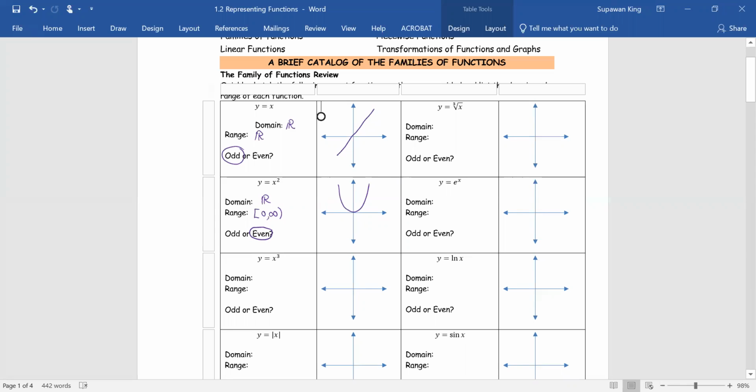Y equals x to the third has a domain as the set of all real numbers, the range the set of all real numbers. This one is an odd function. It has symmetry with respect to the origin.